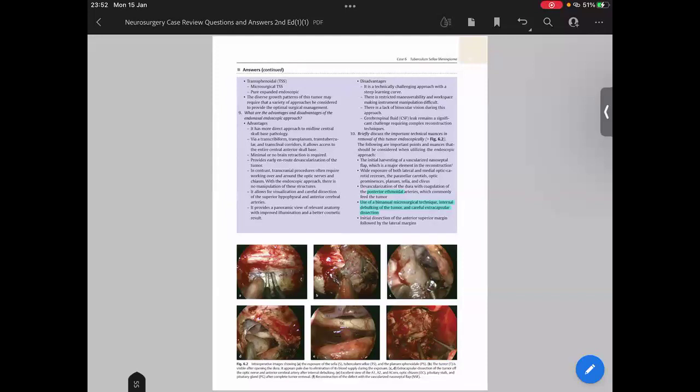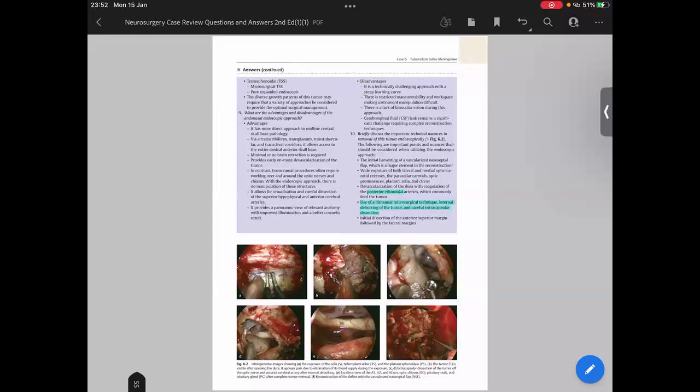So that flap you've raised, you have to pedicle it. You have to be careful with it so that it doesn't get devascularized. And then you keep it carefully retracted in order to have adequate view. Now, the second point they are trying to talk about is that you need to have adequate view.